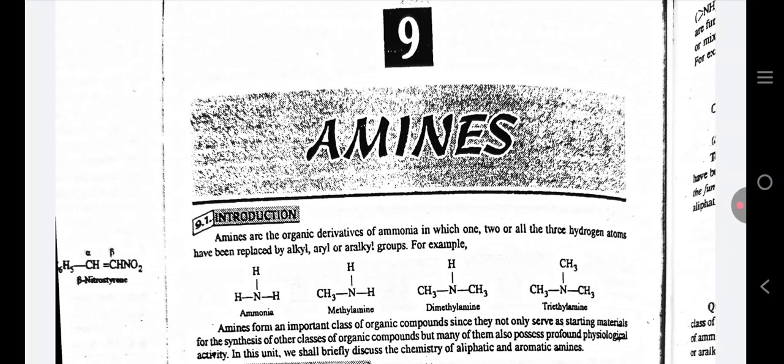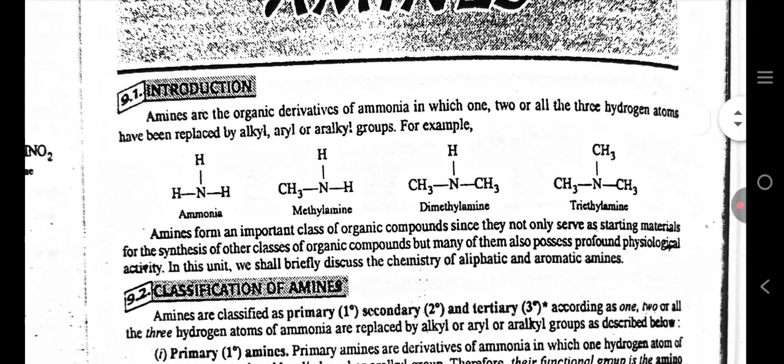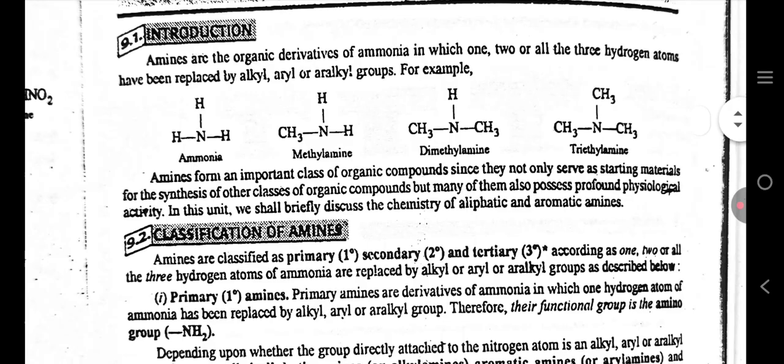Today in this video we are reading amines. Introduction. Amines are the organic derivatives of ammonia in which one, two or all the three hydrogen atoms have been replaced by alkyl, aryl or aralkyl groups. For example, ammonia, methylamine, dimethylamine, triethylamine.